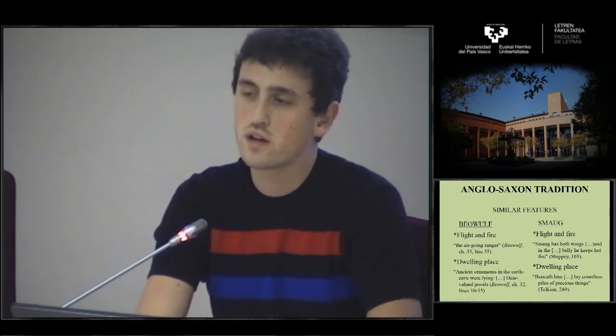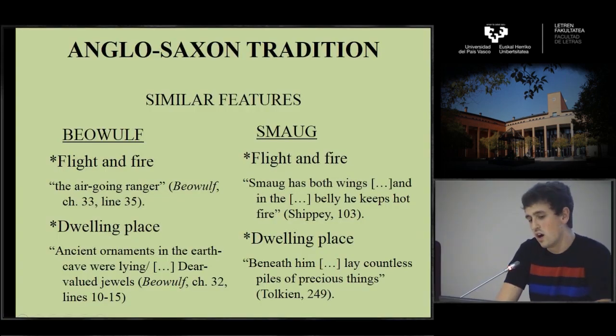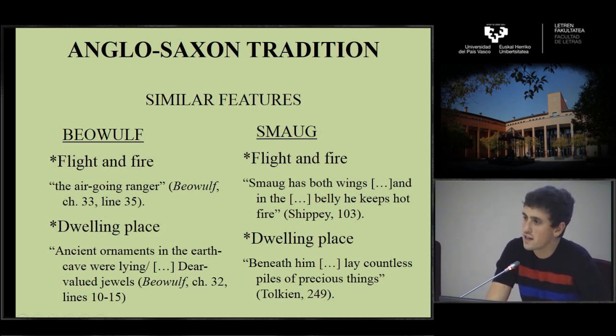So, starting with dragons in the Anglo-Saxon tradition, the first feature that we should mention is that in both works, both in Beowulf and The Hobbit, dragons are portrayed with this classical image, in that they are winged beings that can fly and that can belch forth fire. As you can see in this quotation, for example, the dragon in Beowulf, we're told that he was called the air-going ranger, or that about Smaug, Shippey says that Smaug has both wings and in the belly he keeps hot fire.